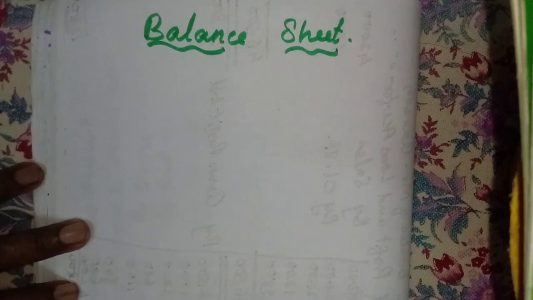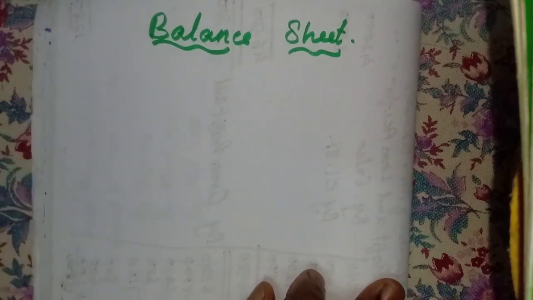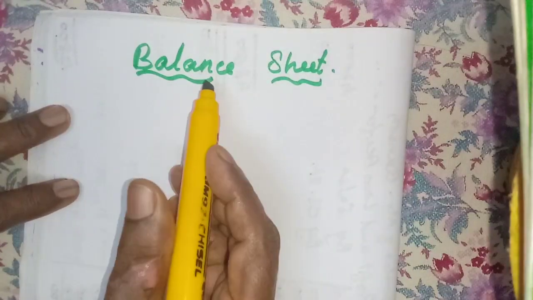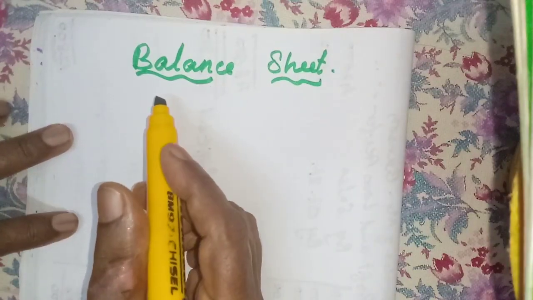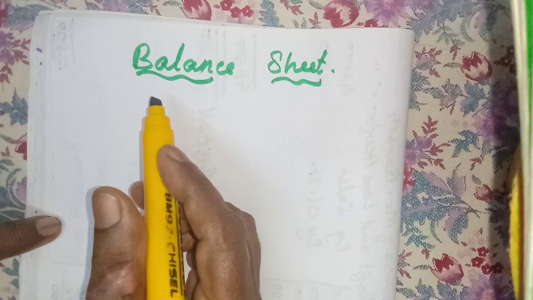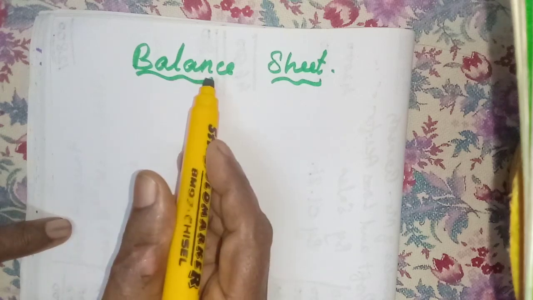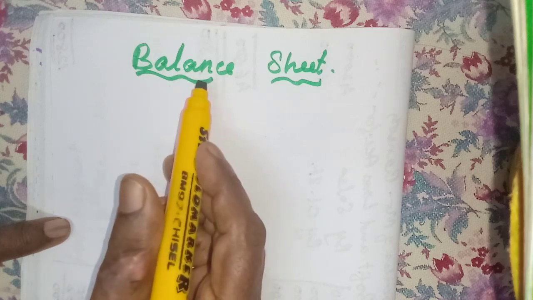Okay, today I don't want to waste time because I have to complete the last portion of this lesson, the third part, balance sheet. Okay, we have studied the trading and profit and loss account, and this one, the second part of the final account, is the balance sheet.